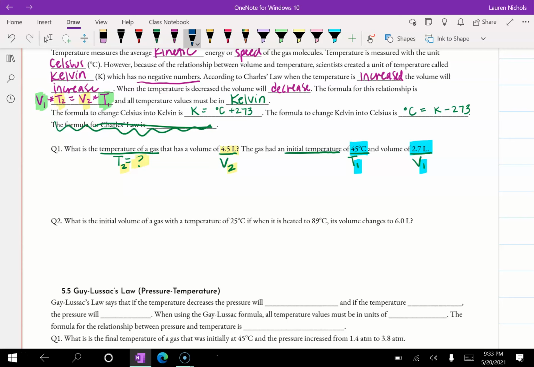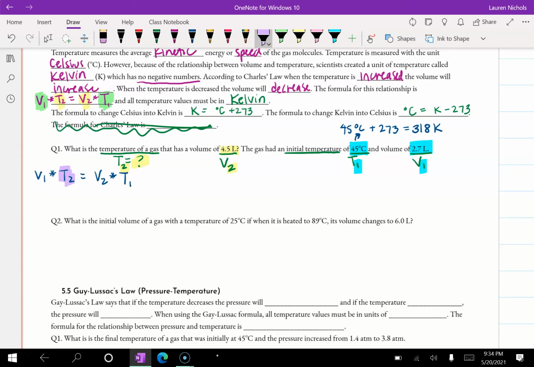So as soon as we see a temperature here, you should be converting it into Kelvin. So 45 degrees plus 273, since I did my math wrong last time, I'm just going to use my calculator because it's a safer bet. 318 Kelvin. Now make sure you use your units there. Write them down.